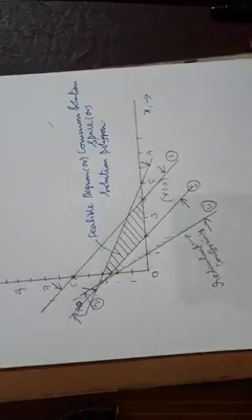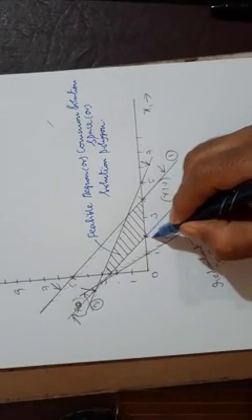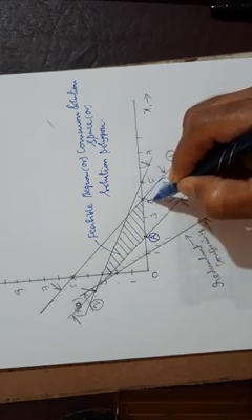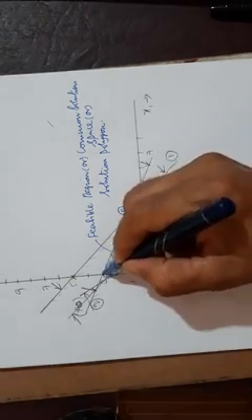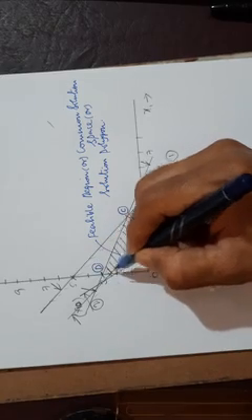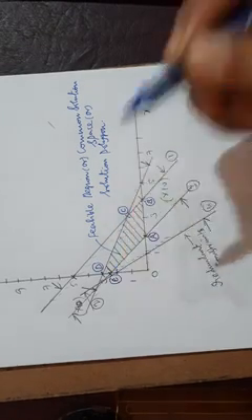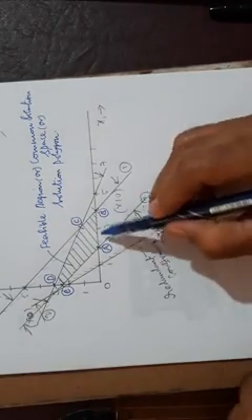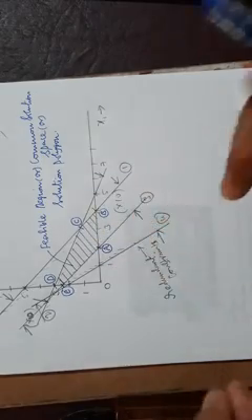Now I need to clearly mark the corners. So I will mark the corner points of the polygon. This is A, this is B, this point will be C, this will be D, and this point will be E. So I got 5 corner points of the polygon. Any point in this hatched region will satisfy all the constraints simultaneously.